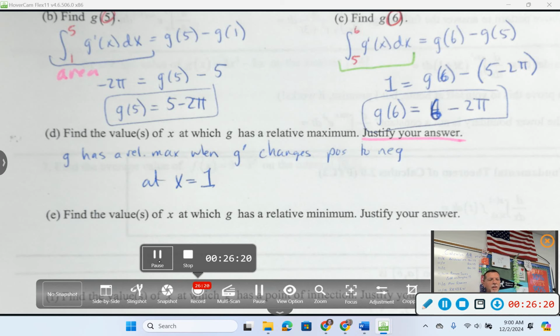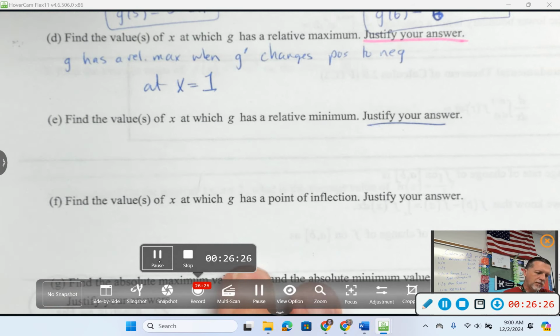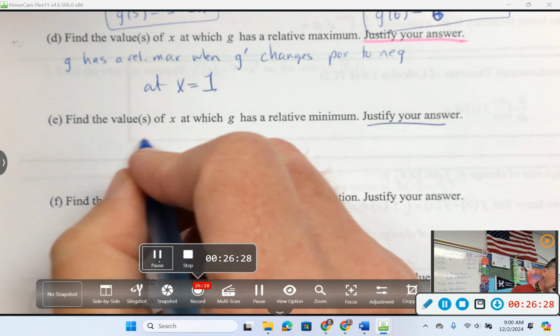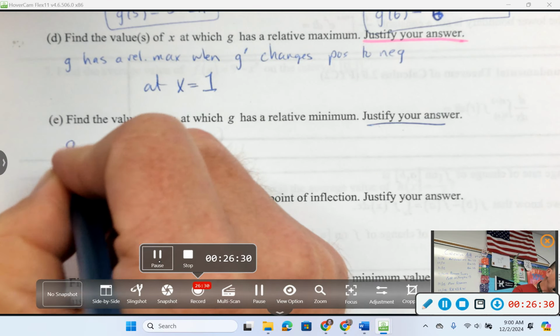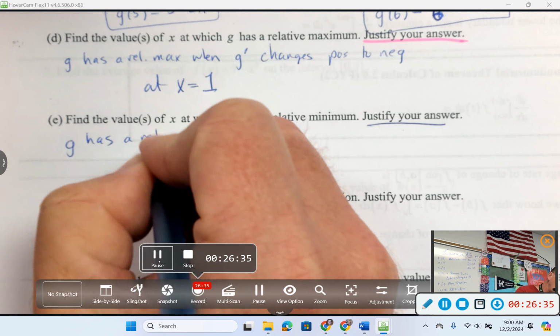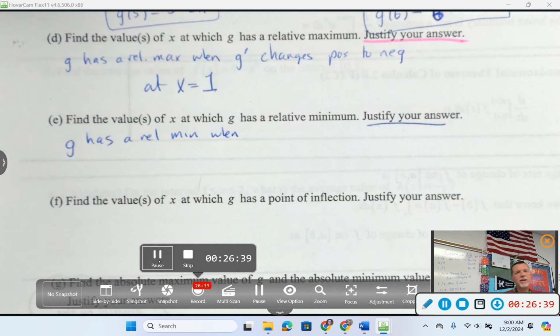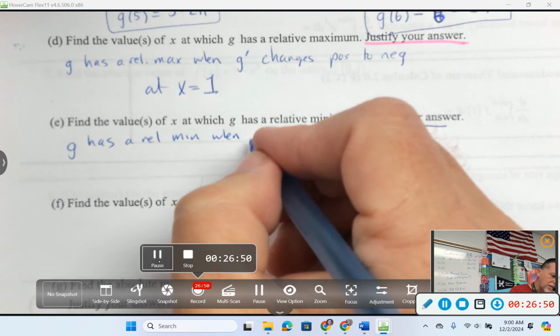So it maybe seemed complicated, but if you justify first, not a big deal. Same thing for part E. Find the values of x at which g has a relative minimum. Well, let's answer the justify first so we know what to look for. G has a relative minimum. And again, I don't have this stuff memorized. I think about it every time. I do my little hand motions every time. G has a minimum when G prime changes from negative to positive.